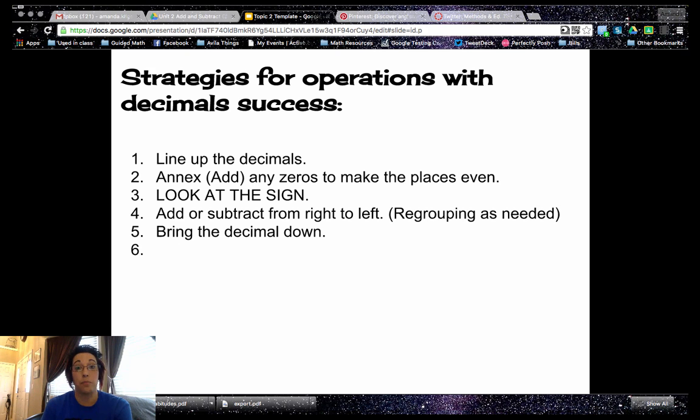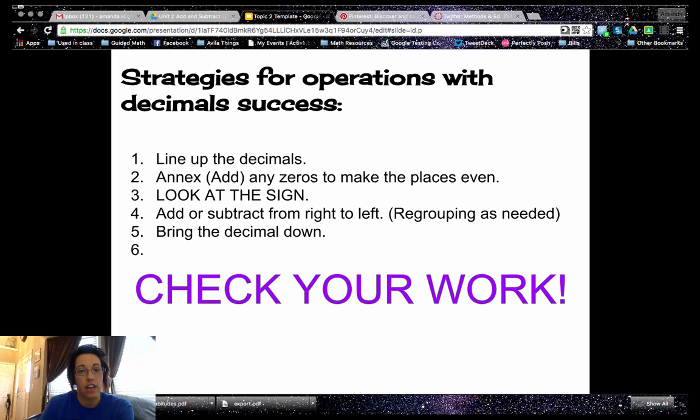Don't just guess because the problems before it were the same. Then you need to add or subtract from right to left, making sure that you regroup as needed. Bring down the decimal. And then last but definitely not least, check your work. Make sure that you check your work to see that your answer is correct.